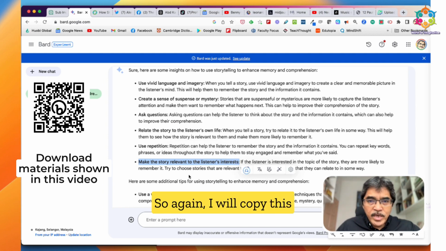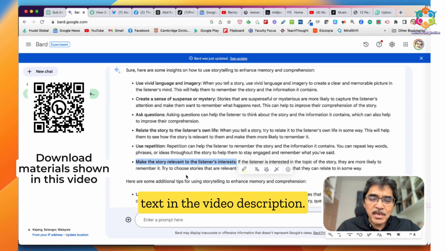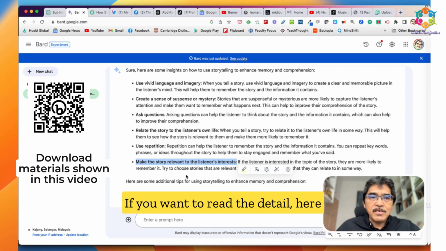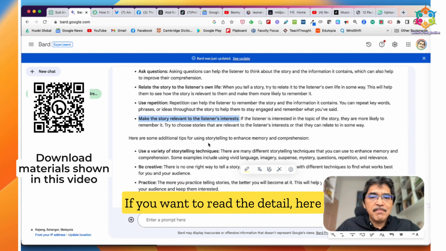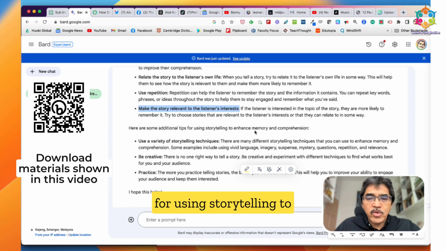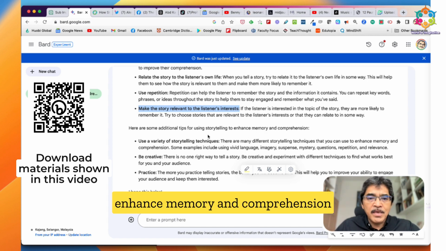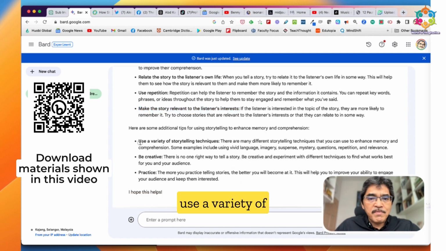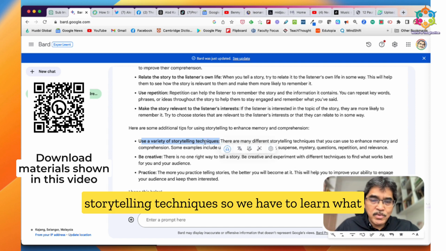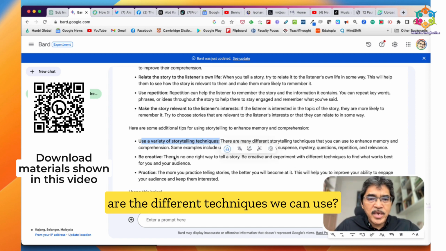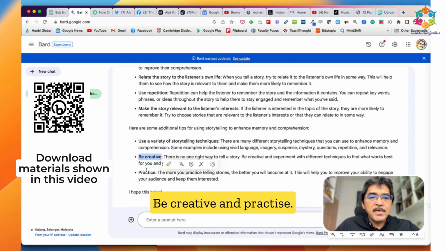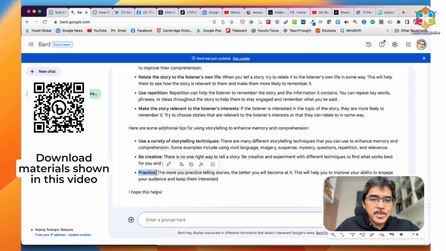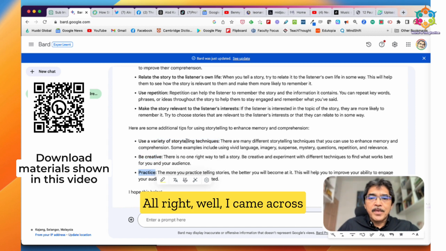Alright, so again, I will copy this text in the video description if you want to read the detail. Here are some additional tips for using storytelling to enhance memory and comprehension. Use a variety of storytelling techniques. So we have to learn what are the different techniques we can use. Be creative and practice. All right.